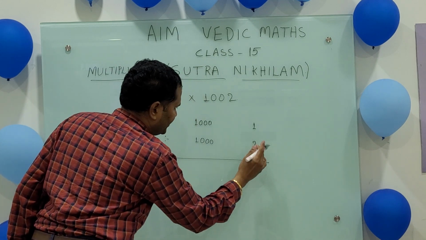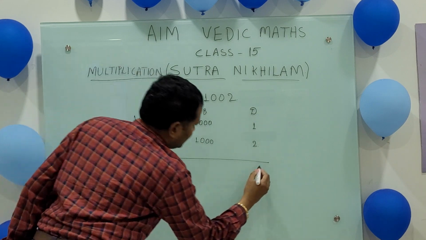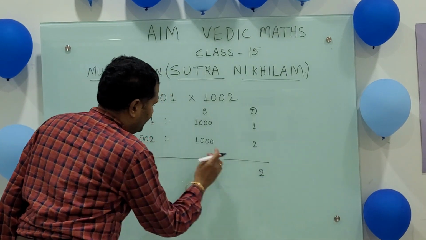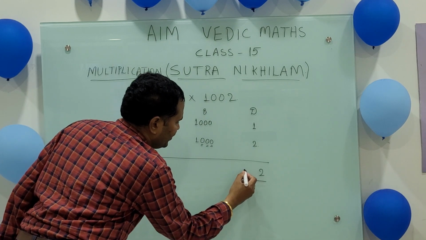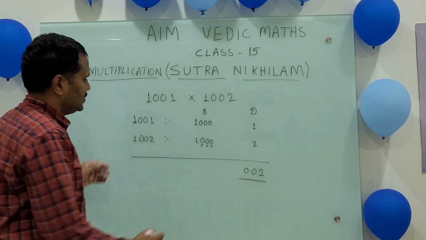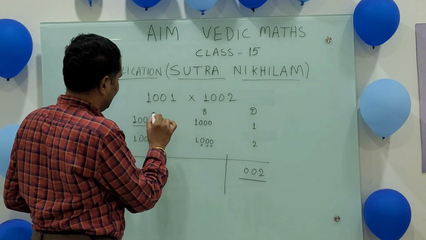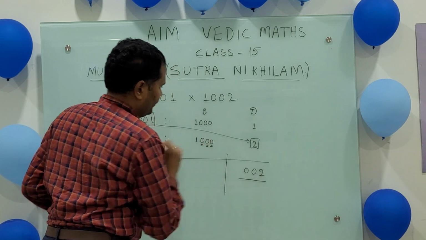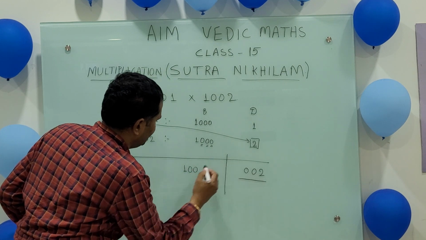First we will do the product of these numbers, the deviations. The product of these two numbers is 2, correct? Now the base is having how many zeros? 3 zeros. So this number we need to increase to a 3-digit one. Now this is the right hand part of the product. Now the left hand part of the product: you take any number and add that with the deviation of the other. Write it here. 1001 plus 2, that is 1003.